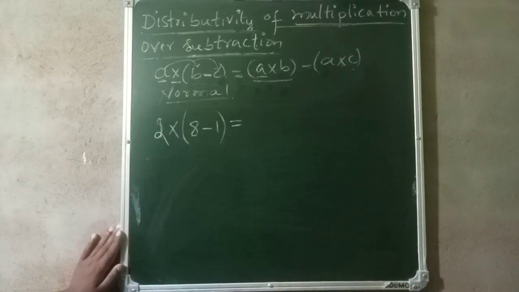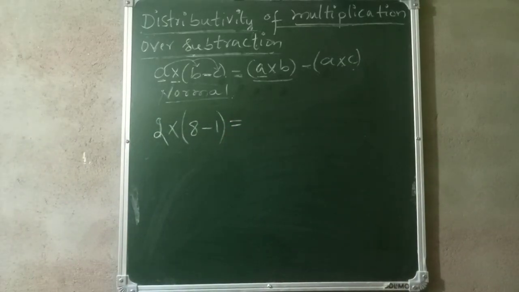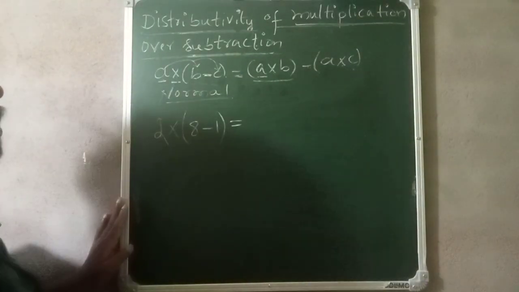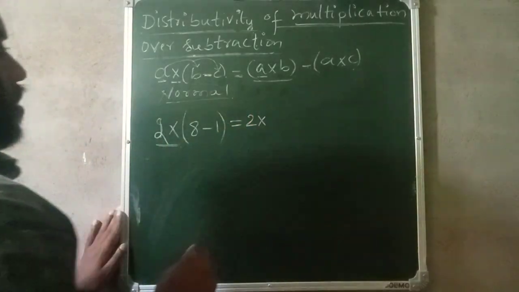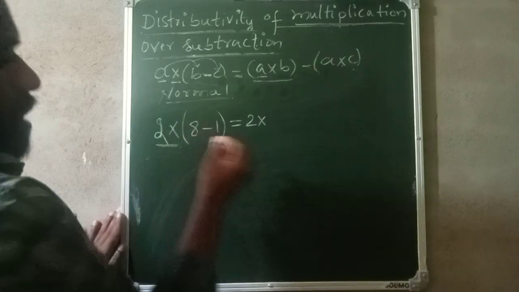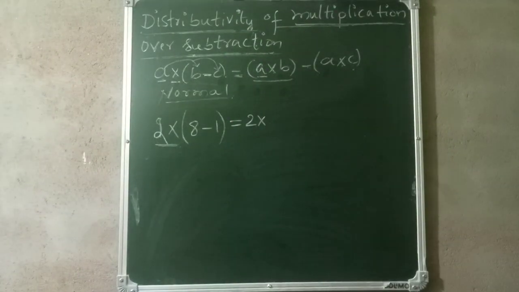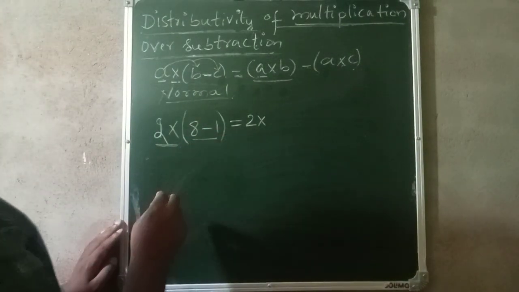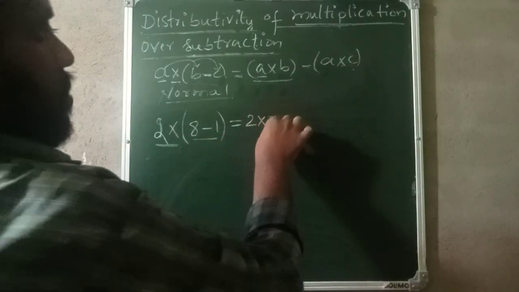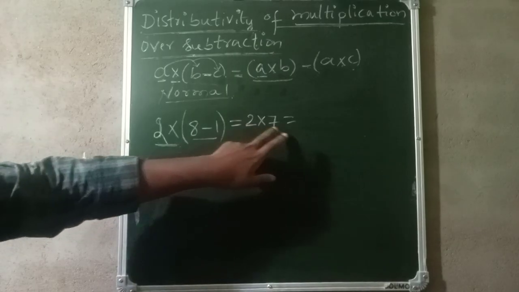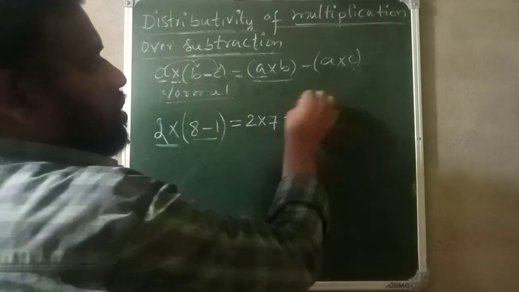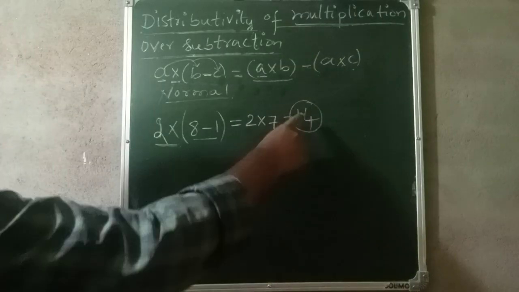So equal, okay. So in normal multiplication, what we will do? 2 into, write first. Next, inside this bracket, whatever we have, that we have to simplify. So inside this bracket, we have 8 minus 1. So 8 minus 1 is what? 7 is equal to. Now 2 into 7, 2 7s are 14. So we got 14 as the answer.